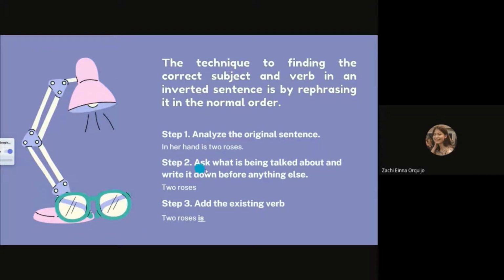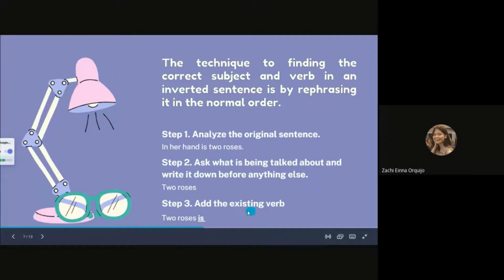So step 2, ask what is being talked about and write it down before anything else. So ano ba yung pinag-uusapan or ano ba yung subject sa sentence na to? Basically, ang subject or ang pinag-uusapan natin ay yung 2 roses. Okay? Step 3, add the existing verb. So ano yung verb na ginamit sa original sentence? Is. So 2 roses is.